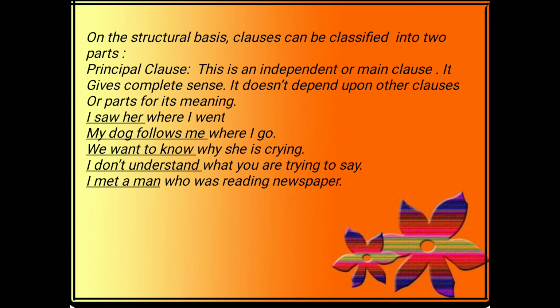Next is, I met a man who was reading newspaper. So here the conjunction is who. So who was reading newspaper? This is a subordinate clause and rest of the sentence will be principal clause. I met a man. This is your principal clause. Okay.